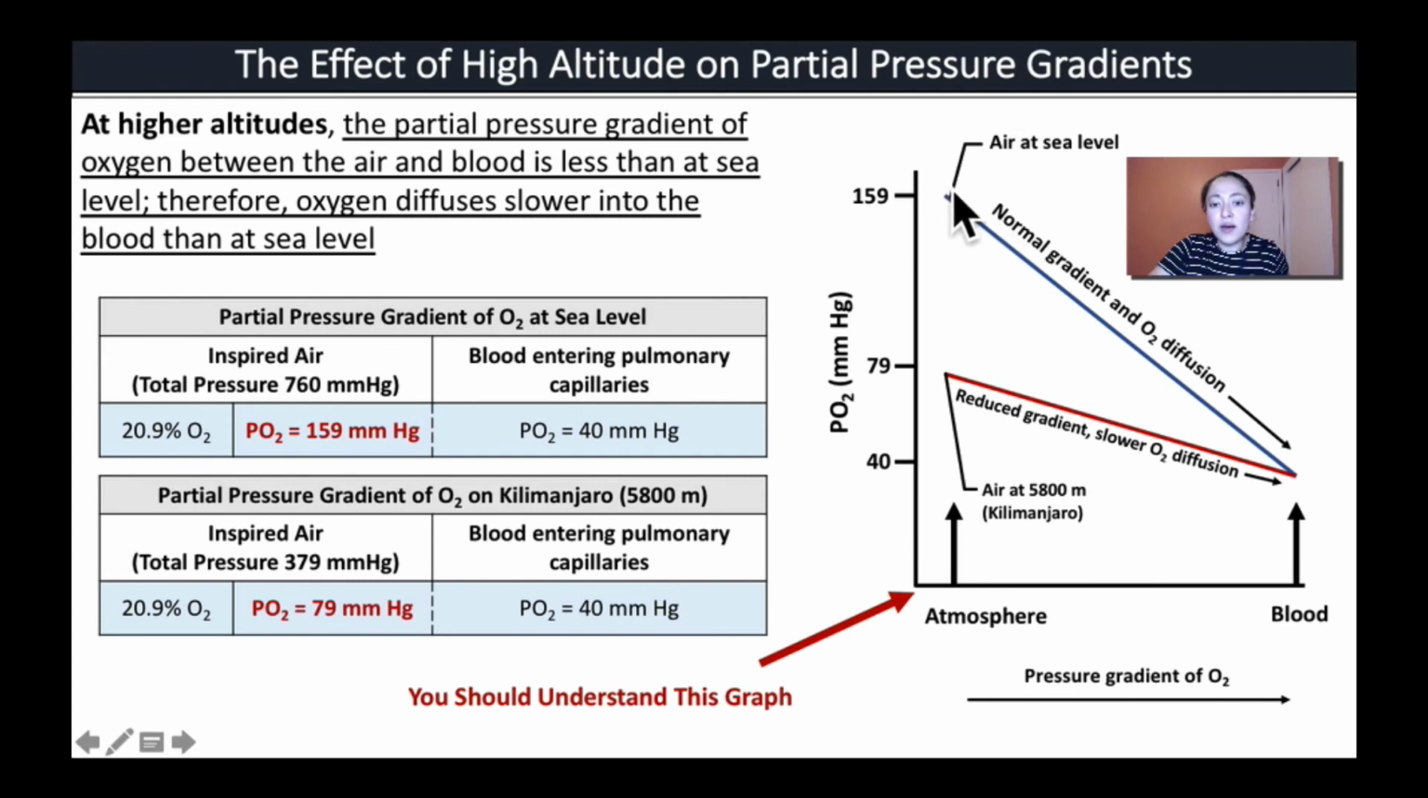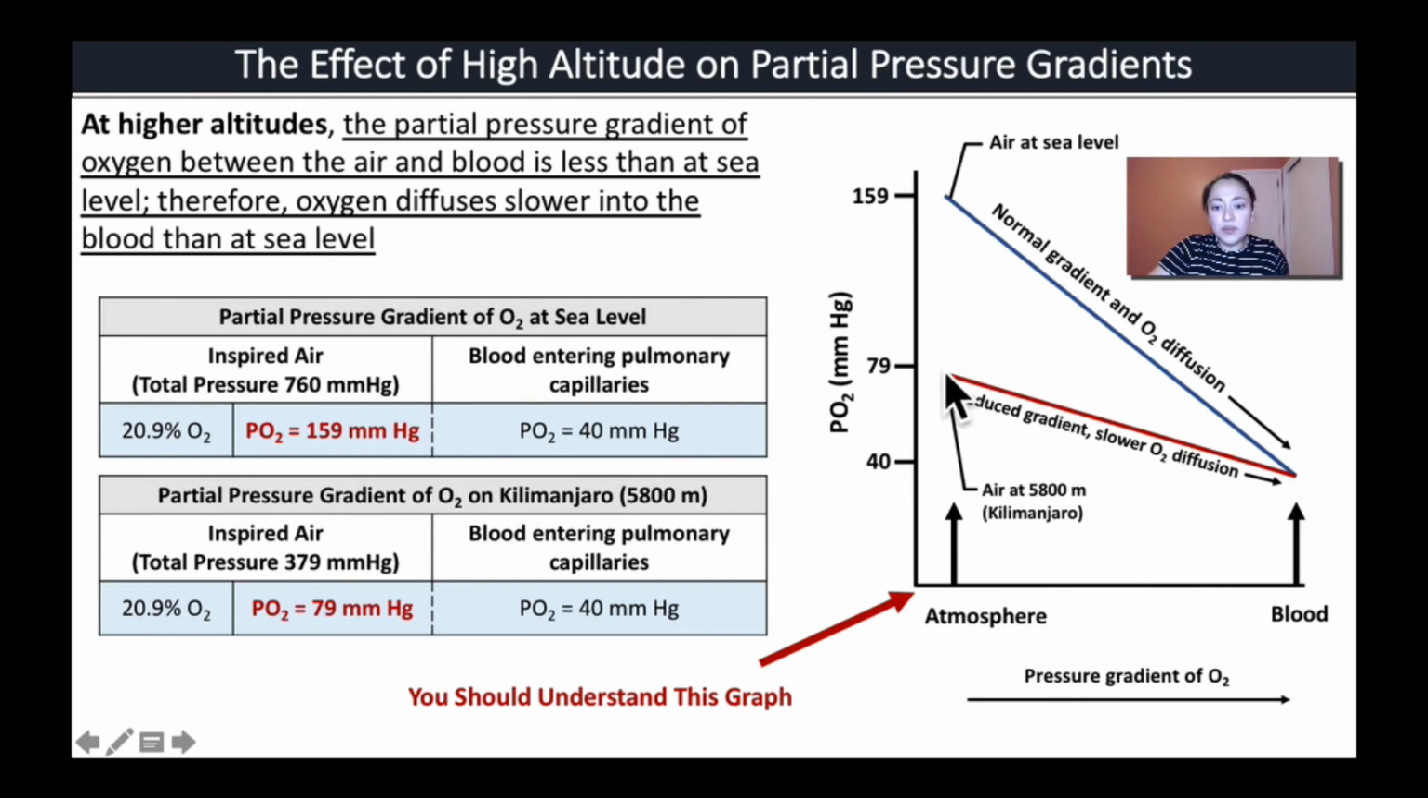So the partial pressure of oxygen at sea level was 159, right? And then the partial pressure of oxygen in your blood, if you remember, in the pulmonary capillaries, was about 40. So look how big this gradient is. The steeper the gradient, the faster oxygen diffuses into the blood.